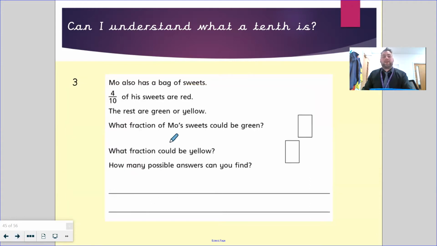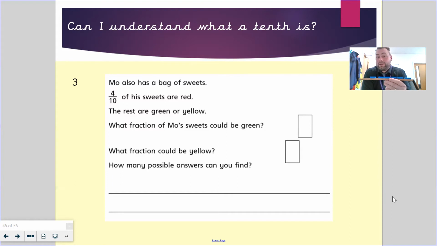And then for the last challenge, Mo has a bag of sweets. 4/10 of his sweets are red. The rest are green or yellow. What fraction could be green? And what fraction could be yellow? Now, I may have loads of different answers for this, so I'm only going to give you a few. So we've got 4/10, 1, 2, 3, 4. These 4/10 represent red sweets, and I'm going to move them out of the way so we can see what we've got left. We now have 1, 2, 3, 4, 5, 6/10 left.